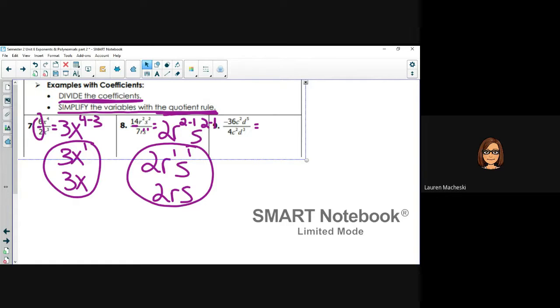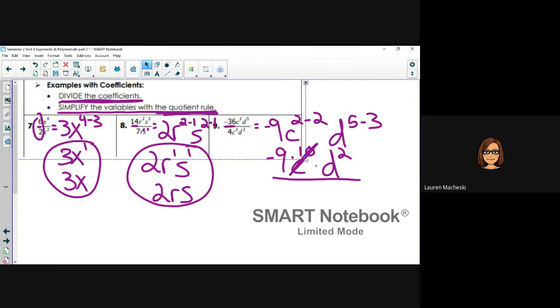Coefficients get divided. So negative 36 divided by 4 would be negative 9. C's with C's, D's with D's. So C squared minus C squared would give me C to the 0. Anything to the 0 power is 1. So just this part turns to 1. D to the 5th minus D to the 3rd would give me D squared. So technically, if I finish this out, negative 9 times 1 is negative 9, and then I just have my D squared.